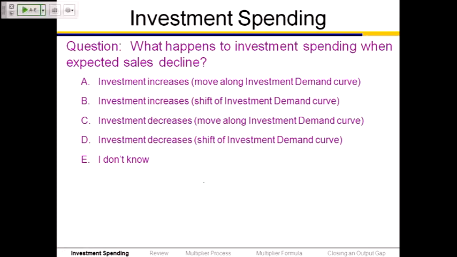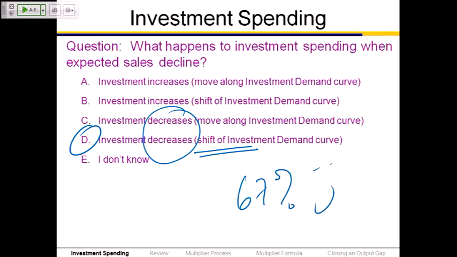Good, sort of. We got 96% of people identified that it was a decrease in investment spending. Are expected sales measured on the vertical axis, yes or no? What's measured on the vertical axis? Interest rates. And so the change in expected sales is not measured on the vertical axis, and therefore when a change in expected sales happens, that's going to shift the entire demand curve. D is the right answer, 67% get the full happy face.